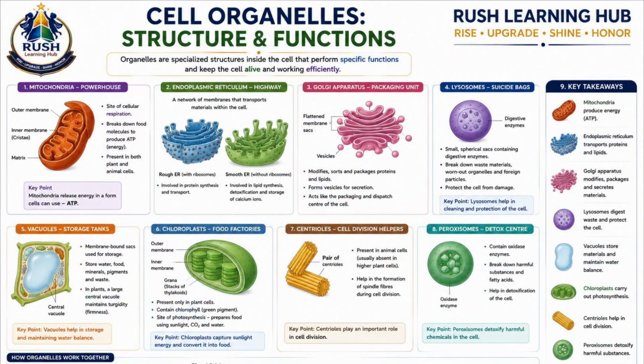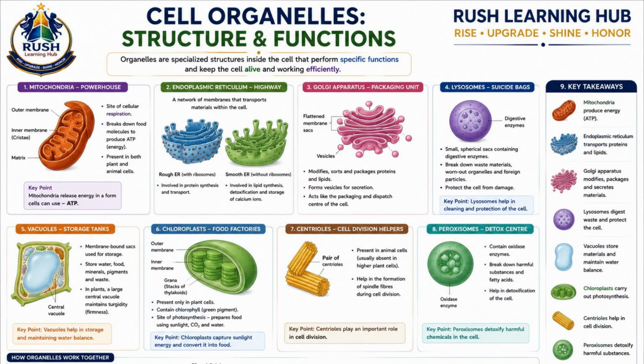Now we will explore the remaining cell organelles that work together like different departments of a highly organized factory. Each organelle has a specific function, and together they ensure the smooth functioning of the cell. Let us begin with the endoplasmic reticulum, commonly known as the ER.